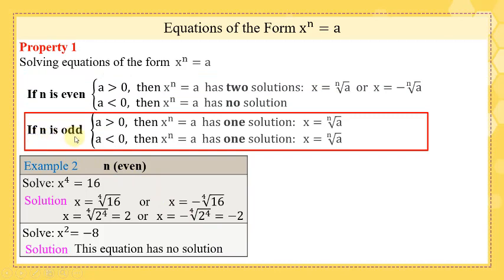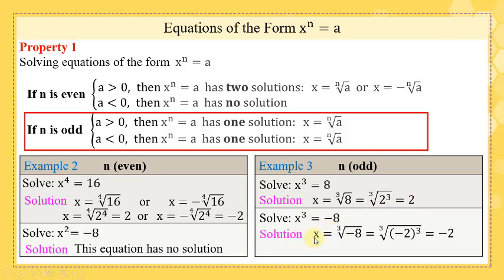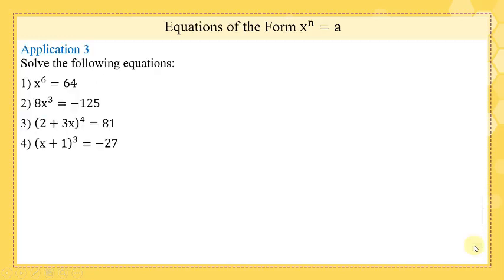If n is odd and a is positive, then x to the power n is equal to a has one solution: x equals nth root of a. Same for a negative. Example: n is odd. Solve x to the power 3 is equal to 8. Solution: x equals cubic root of 8, which is equal to cubic root of 2 to the power 3, which is equal to 2. Another example: solve x to the power 3 is equal to minus 8. Solution: x is equal to cubic root of minus 8, which is equal to cubic root of minus 2 to the power 3, which is equal to minus 2.